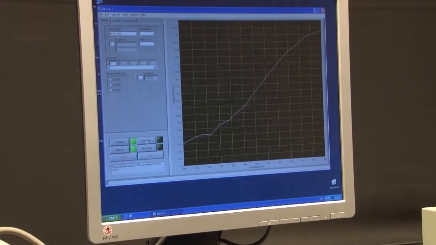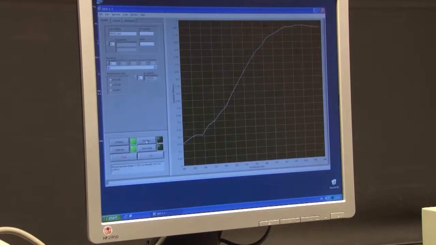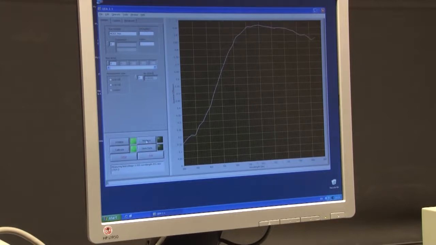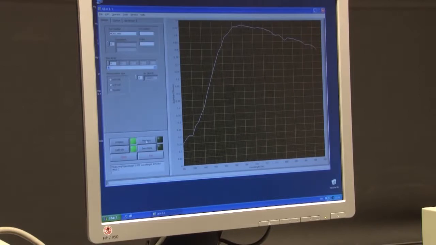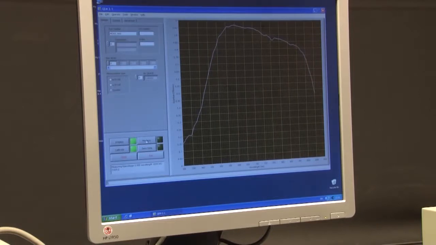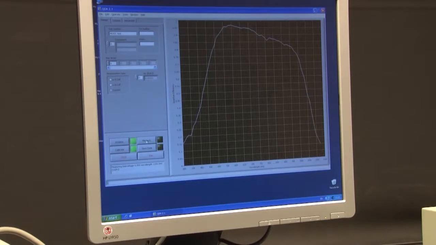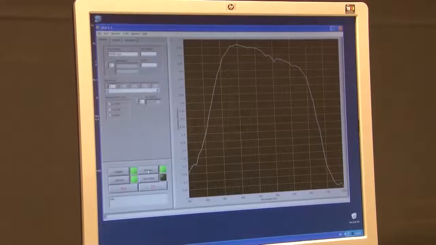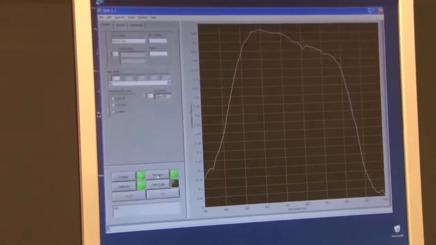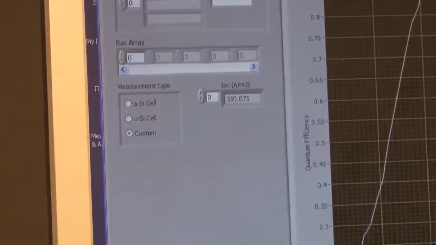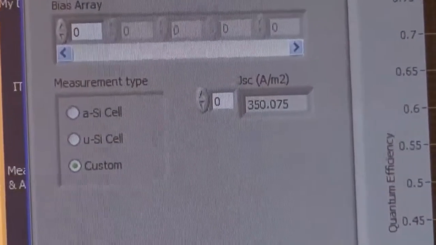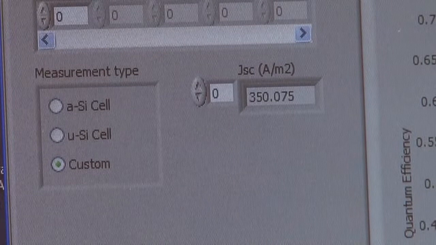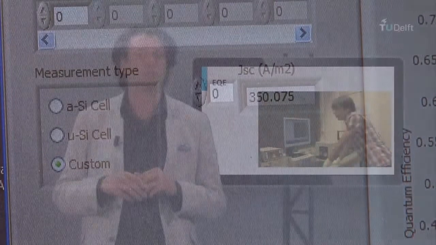The external quantum efficiency is measured as a function of the wavelength, and in this movie it is going from the blue to the red. The EQE can also be measured when additional reverse or forward bias is applied to the solar cell. As we will discuss in a minute, the measured EQE in combination with the spectral power density of the AM1.5 solar spectrum gives us the short circuit current density of the solar cell. In this case, the current density of the lab cell studied is 350 amps per square meter, or in a more practical unit on lab scale, 35 milliamps per square centimeter.